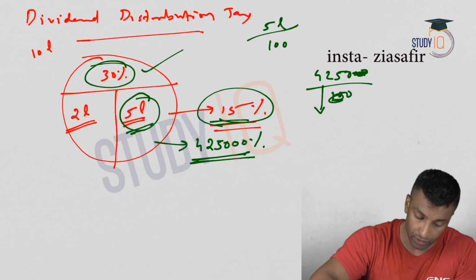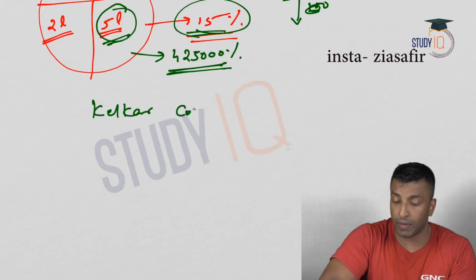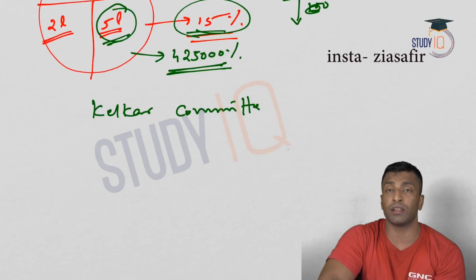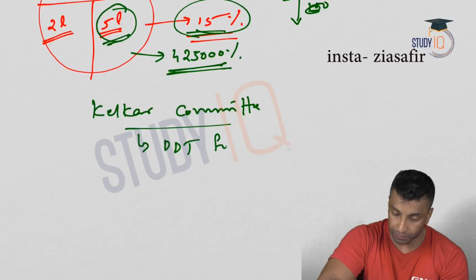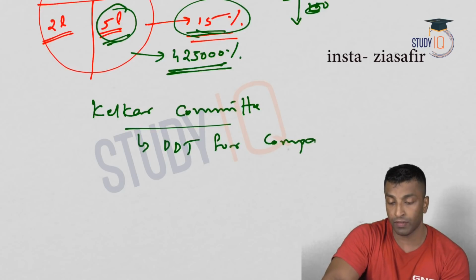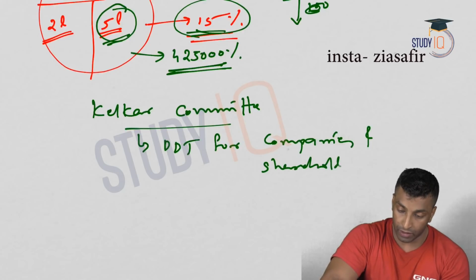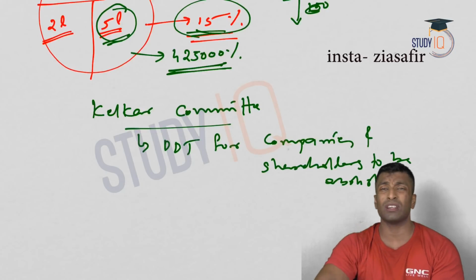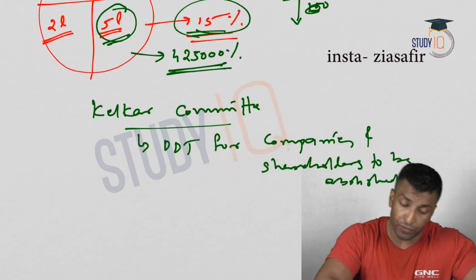And there was a committee appointed, known as the Kelkar committee. Kelkar committee, what was the recommendation? This has to be abolished. DDT for companies and shareholders to be abolished. Okay, what is the reason? The reason is, see, I have already told this point, there is a triple taxation.